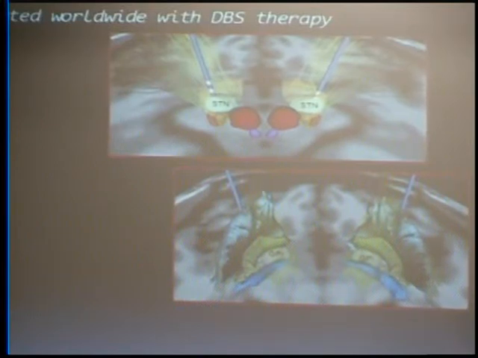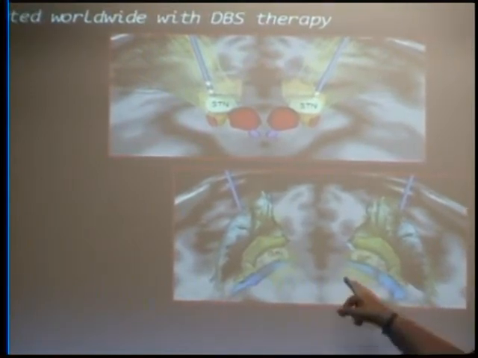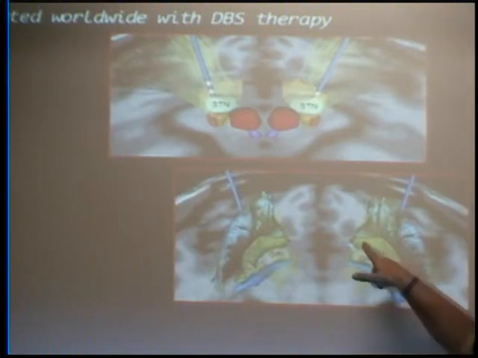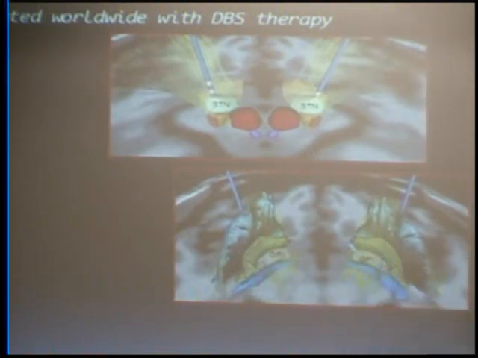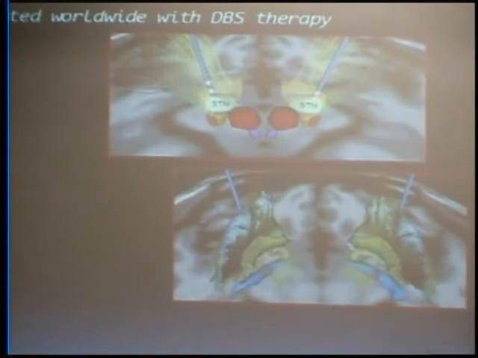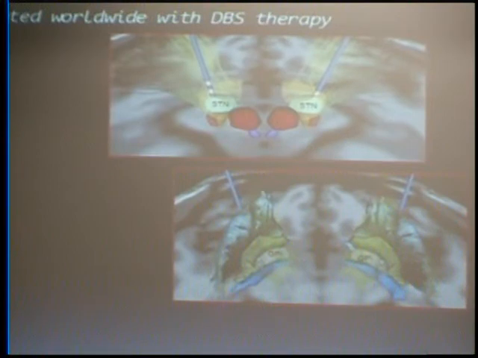If you look at the bottom slide, you can see the GPI, which is a more elongated nucleus. And that's specifically the globus pallidus interna. The structure just above it that's in the green is the GPE, the globus pallidus externa. So the globus pallidus nucleus is separated into interna and externa.